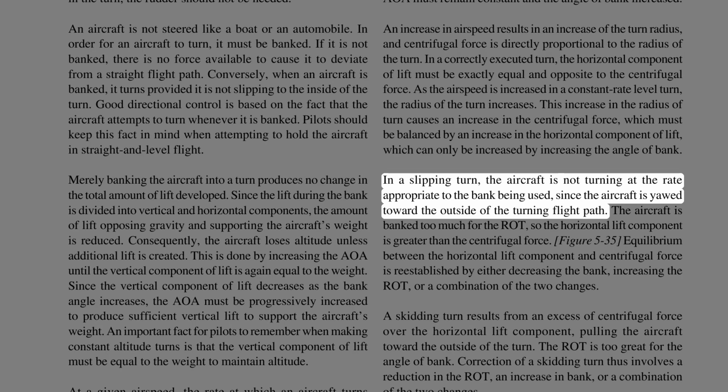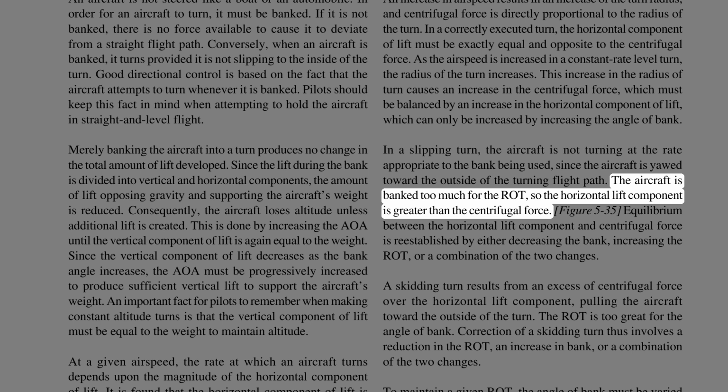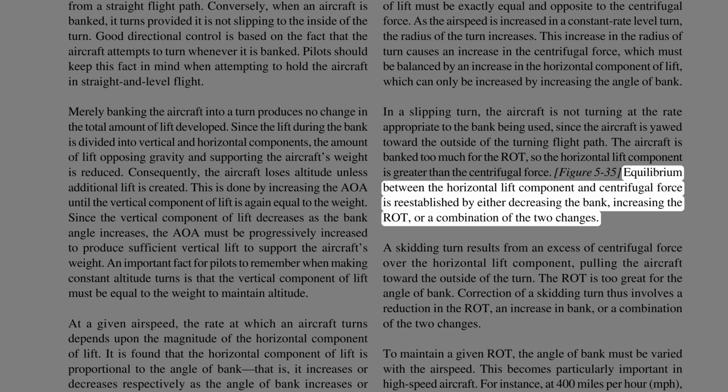In a slipping turn, the aircraft is not turning at the rate appropriate to the bank being used, since the aircraft is yawed toward the outside of the turning flight path. The aircraft is banked too much for the ROT, so the horizontal lift component is greater than the centrifugal force. Equilibrium between the horizontal lift component and centrifugal force is re-established by either decreasing the bank, increasing the ROT, or a combination of the two changes.